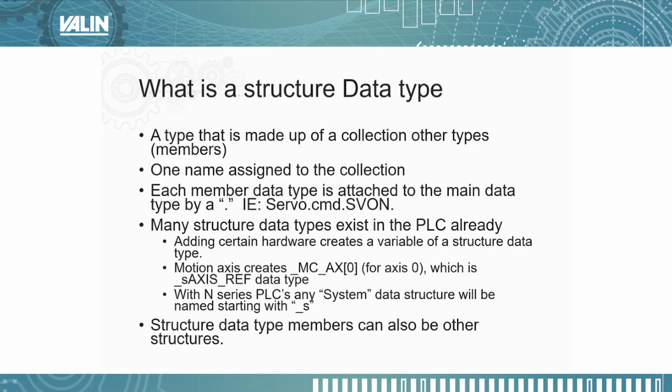Structured data type members can also be other structures. So if we go back up to our example of servo.command.servo_on, that's an example where one of the members happened to be a structure inside of the structure. So servo.command, the command is actually a structure name, then .servo_on. So servo_on was a member in the CMD structure, and the CMD structure was a member in the servo structure. It sounds a little confusing, but I'm going to go through a use case here really quickly, and hopefully it'll make sense.